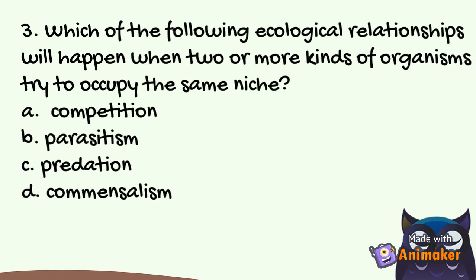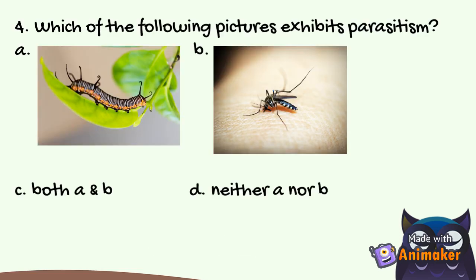Number 3. Which of the following ecological relationships will happen when two or more kinds of organisms try to occupy the same habitat or niche? A. Competition. B. Parasitism. C. Predation. D. Commensalism. The correct answer is letter A. Competition. Very good.